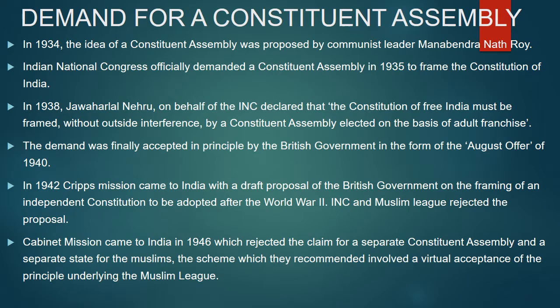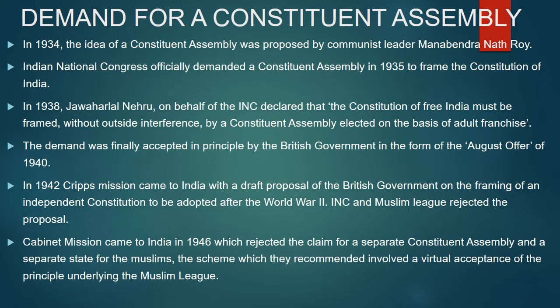Well, it was in 1934 that the idea of a Constituent Assembly was first proposed by Manabendra Nath Roy, a pioneer of the Communist Party of India. Also, the Indian National Congress officially demanded a Constituent Assembly in 1935 for making a constitution for their independence. In 1938, Jawaharlal Nehru, on behalf of the Indian National Congress, demanded that the Constituent Assembly should be prepared by the people of India on the basis of adult franchise.